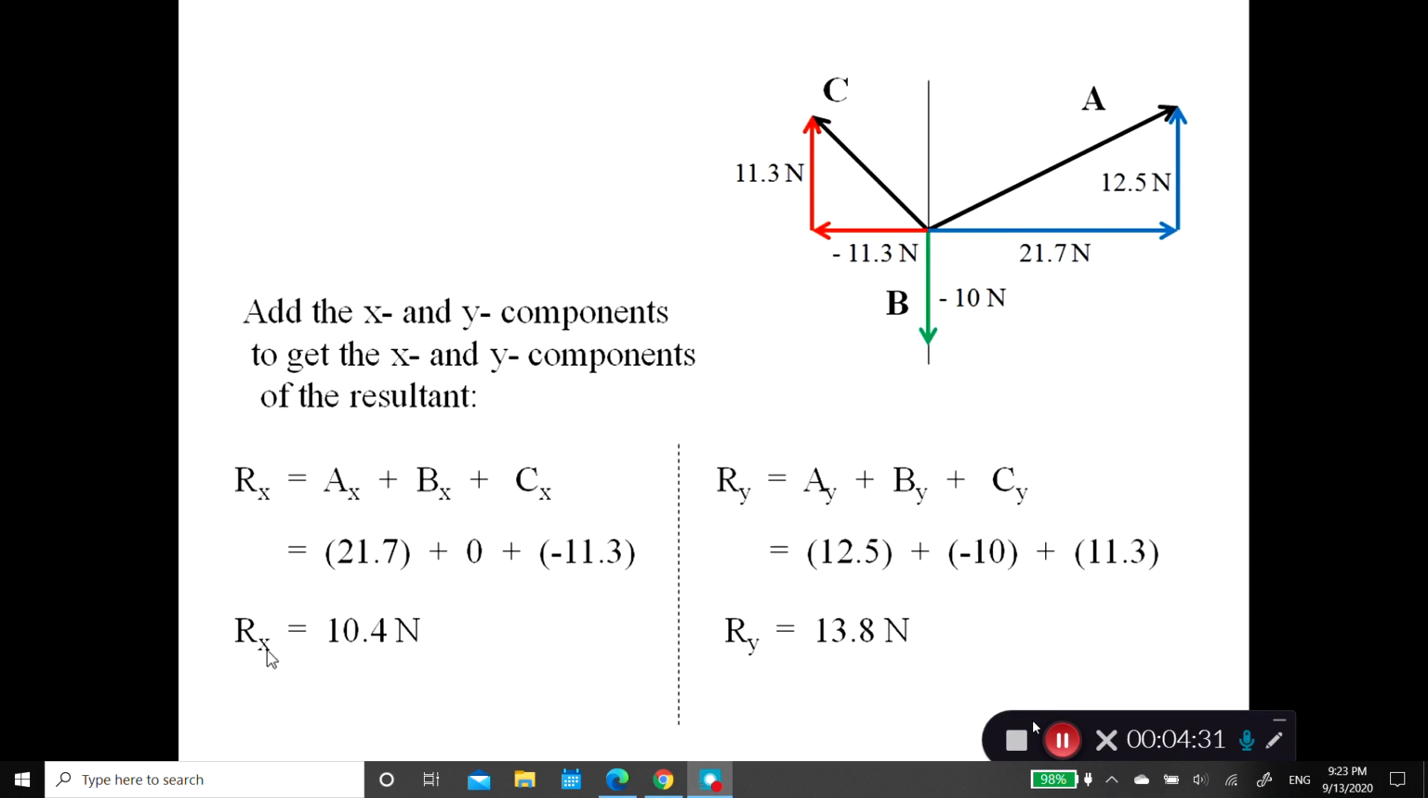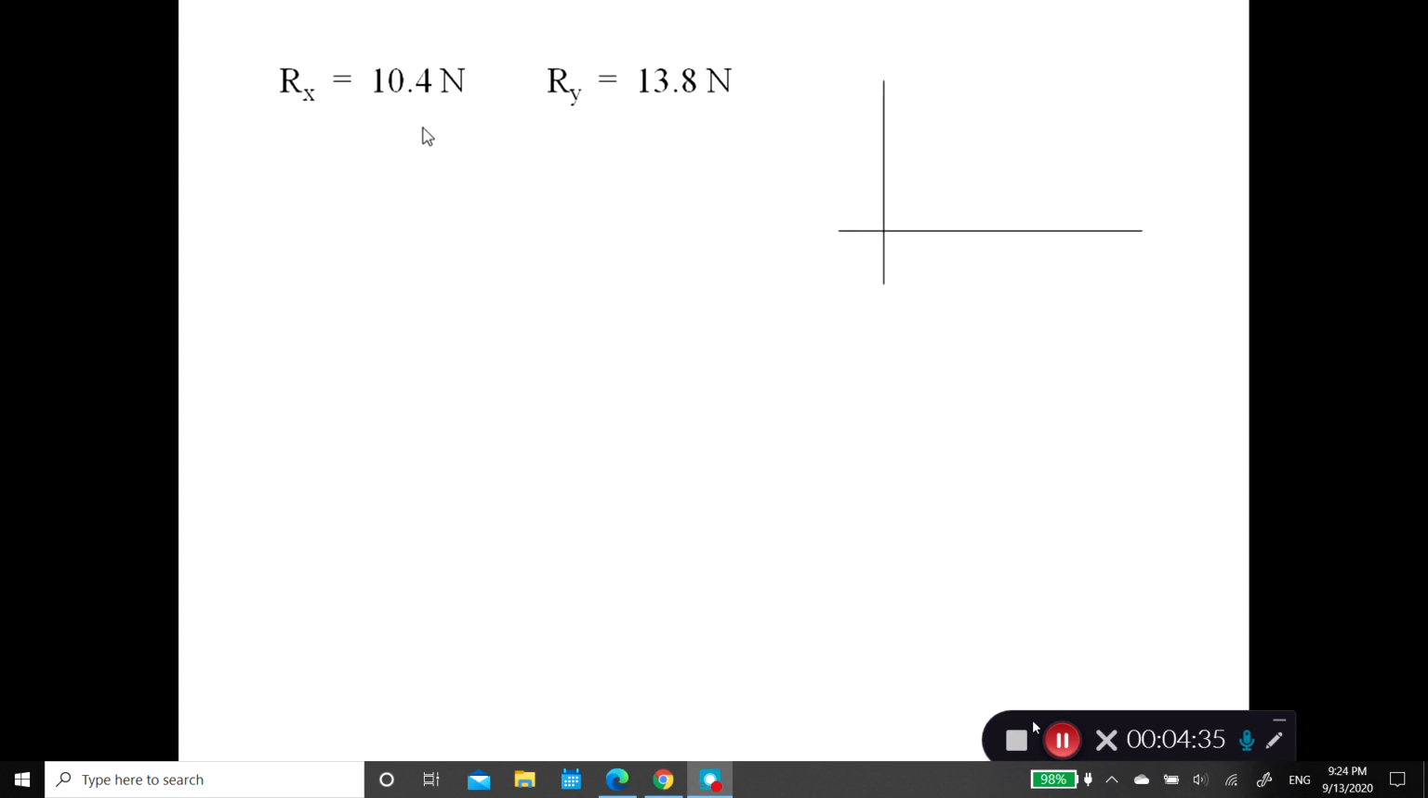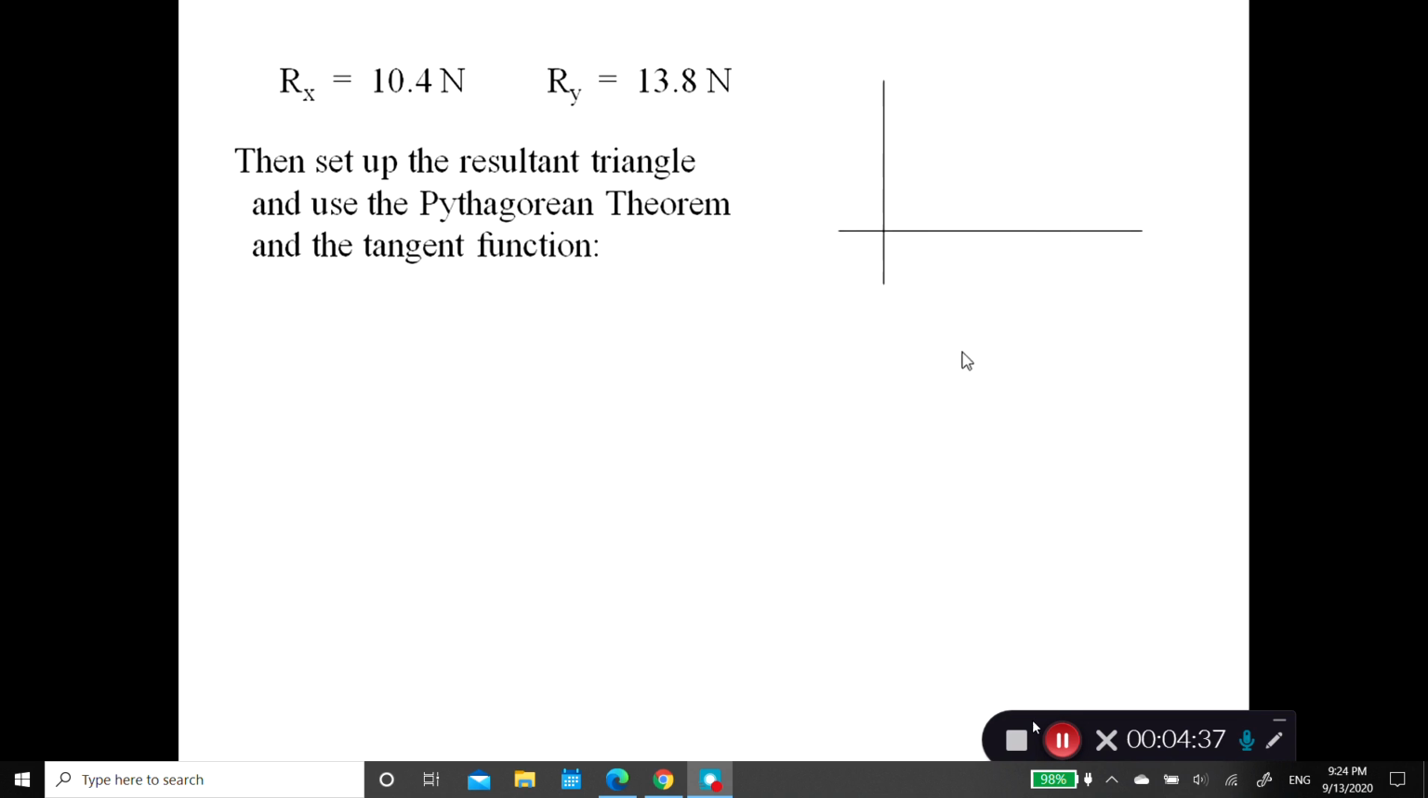Okay, so now we have our x component and our y component of the resultant. So now we can draw our vector triangle. There's my x component, there's my y component, add them tail to tip, and we can get our resultant vector from where we started to where we finished. Notice that it's a right triangle, so now we can use the Pythagorean theorem to find the magnitude and the tangent function to find the direction of this resultant.